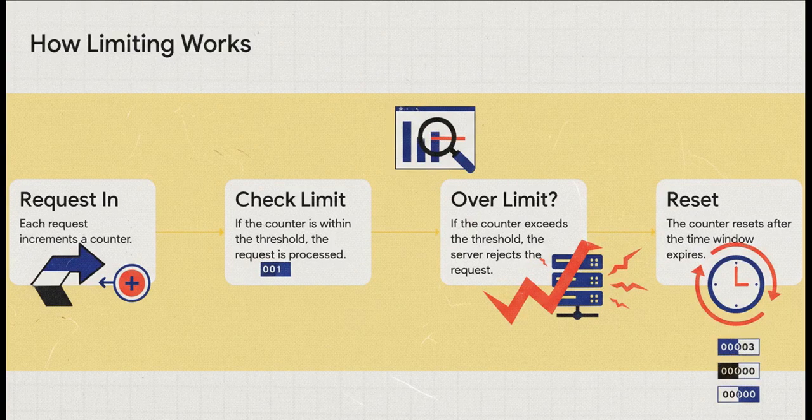So what's actually happening behind the scenes? It's pretty straightforward, really. Think of it like a clicker. A request comes in, click, the counter goes up by 1. The system looks at the counter. Are we still under the limit? If yes, great, come on in. If no, sorry, door is closed. Then after that time window is up, say a minute, the counter just resets back to 0.